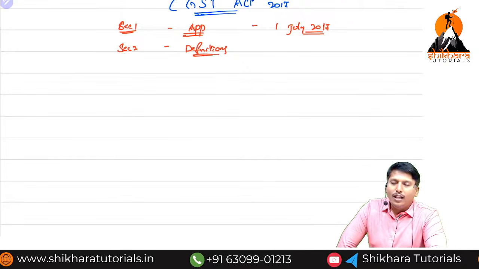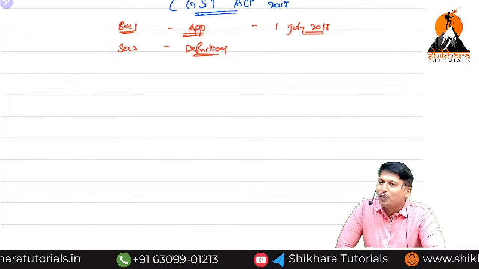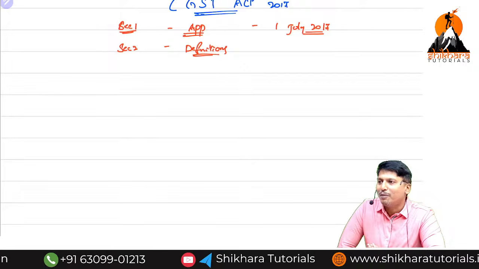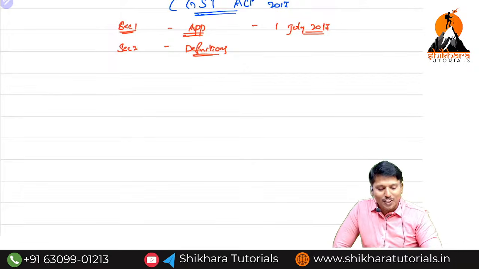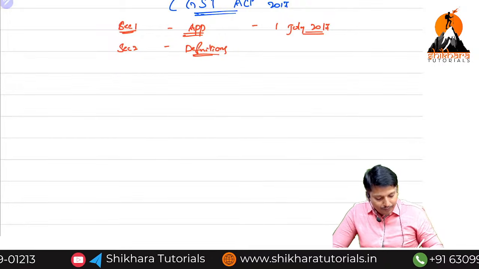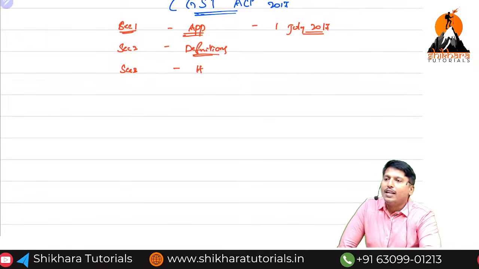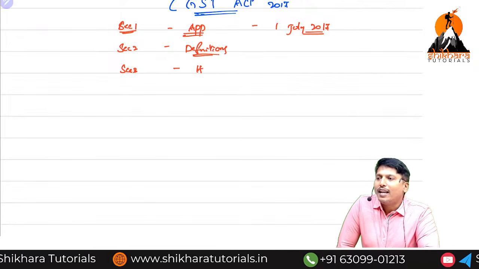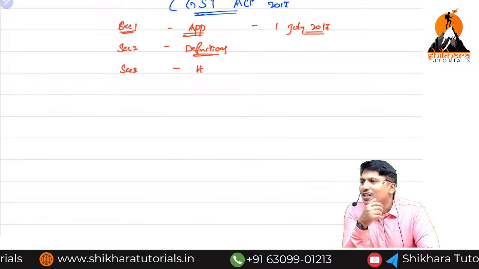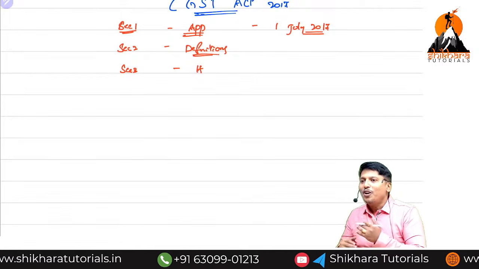All the definitions in GST are from section 2 only, whatever the definition may be. Now, section 3, hierarchy of officers. Hierarchy means what? Step by step levels of officers from subordinate to superior.